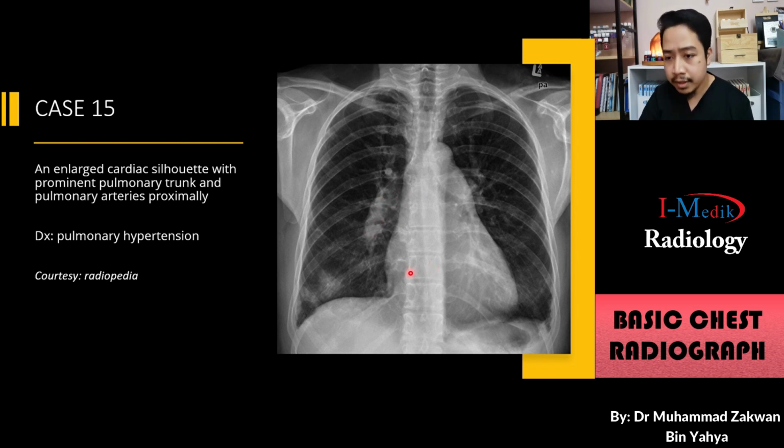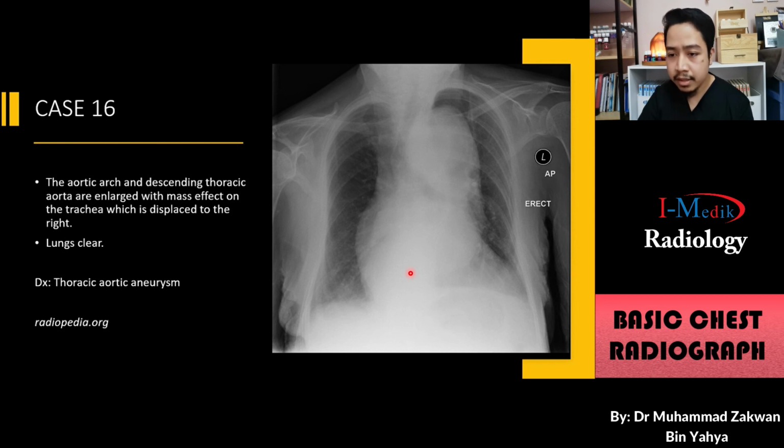Okay, frontal chest radiograph. You can see the heart size is enlarged. The mediastinum is widened. Okay, we can see here the aortic arch and descending thoracic aorta are enlarged. So this is a case of thoracic aortic aneurysm. Okay, the enlarged aortic arch and descending thoracic aorta are pushing the trachea to the opposite side, to the right side. Otherwise, the lung fields are clear.